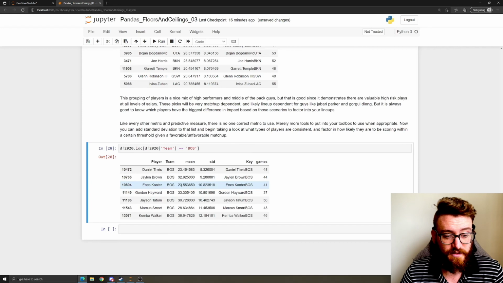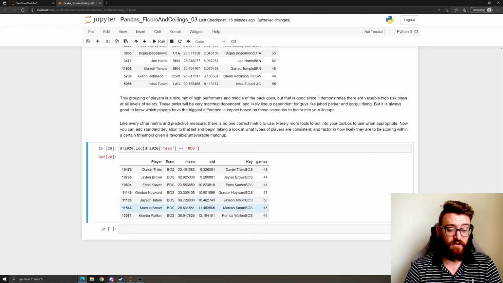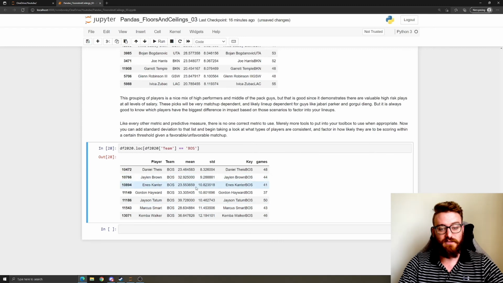Enes Kanter, he's going to be consistent, averaging a little bit less, but consistent with it. Gordon Hayward, Jayson Tatum, Marcus Smart, Kemba Walker. All right, so that's interesting. Marcus Smart's actually the second least consistent player out of all the Boston players that have played at least 20 games and average at least 20 fantasy points a game.